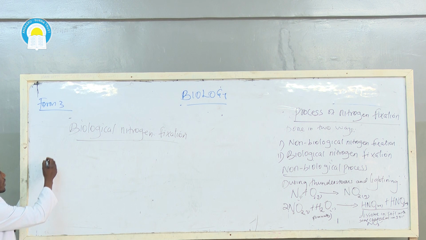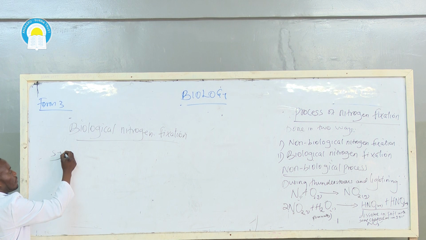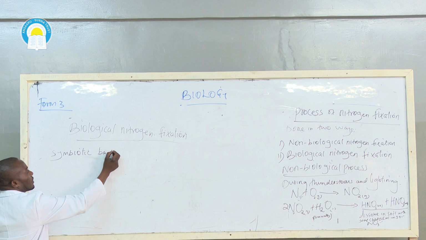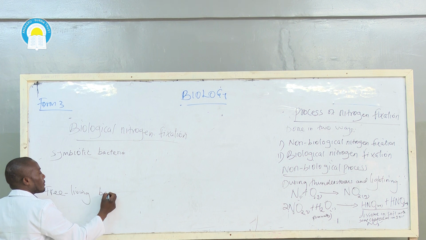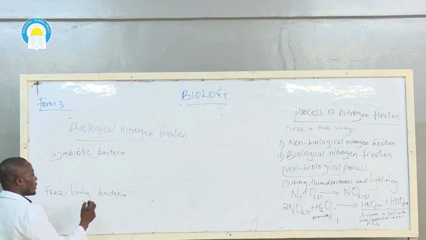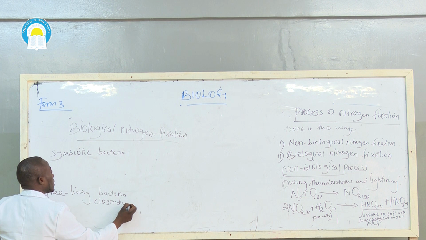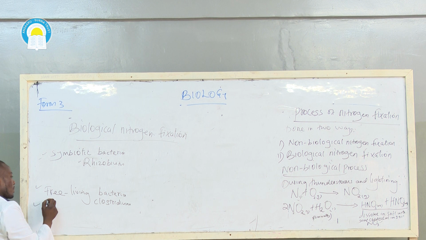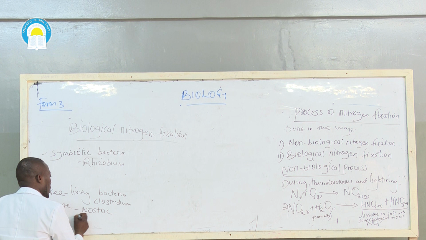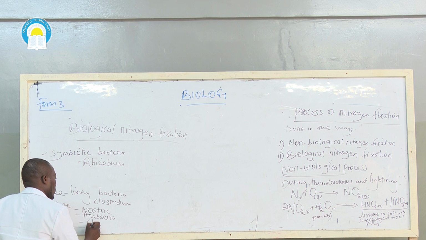Examples of living organisms: we have free living bacteria. In this case, we can talk about the Clostridium, the free living bacteria Clostridium. We can also talk about Rhizobium. Then you can also talk about some algae. These are living organisms. The algae which fix nitrogen are Nostoc, Anabaena, and Chlorella.